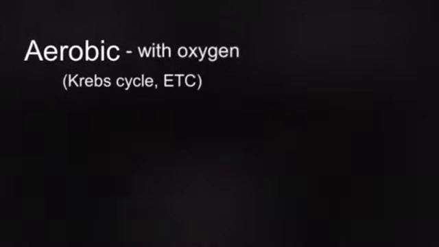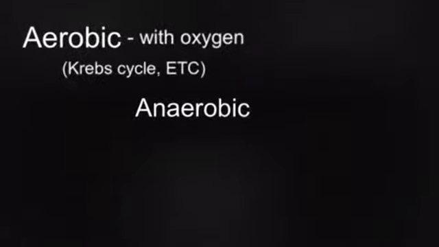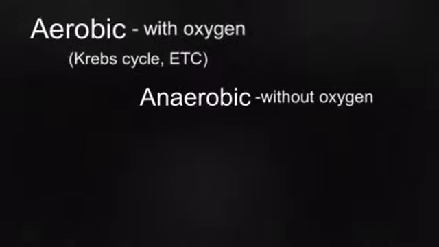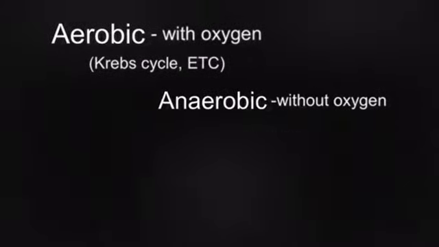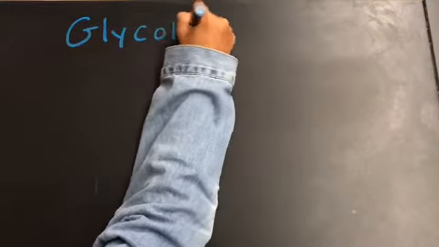Aerobic means with oxygen. This makes the Krebs cycle and electron transport chain both aerobic. Anaerobic means without oxygen, so glycolysis is anaerobic. So the first step is glycolysis, which happens in the cytoplasm.